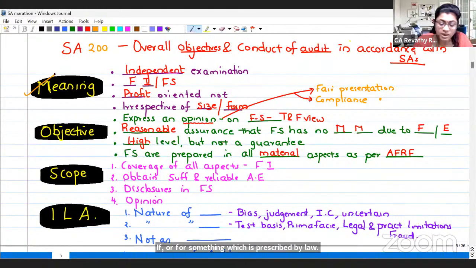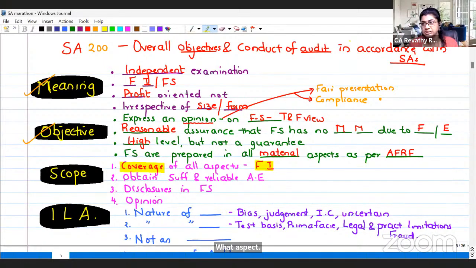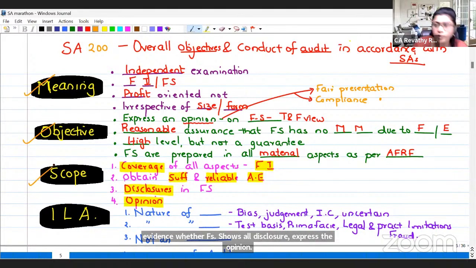So we have covered the meaning, definition and objective of auditing. Now coming to the scope of auditing. Scope means coverage. As an auditor, first and foremost, you cover all the financial aspects. While covering them, you should obtain sufficient and reliable audit evidence. In the 500 series, you obtain relevant, sufficient, appropriate, reliable audit evidence, and check the disclosures in the FS. If all goes well, you will express the opinion. That's the flow: coverage, obtain evidence, check whether the FS shows all disclosures, express the opinion. That's the scope of auditing.